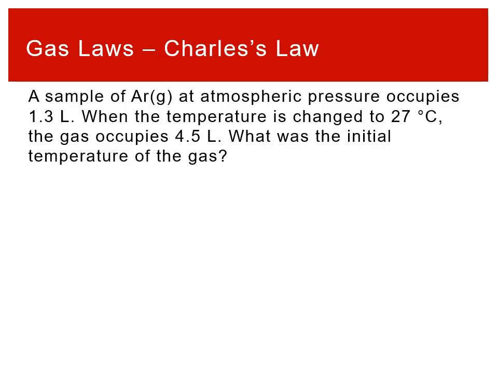So let's look at an application of Charles' law. A sample of argon gas at atmospheric pressure occupies 1.3 liters. When the temperature is changed to 27 degrees Celsius, the gas occupies 4.5 liters. What was the initial temperature of the gas?